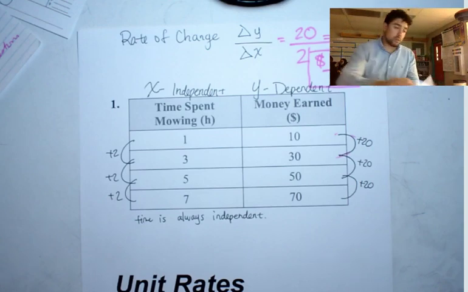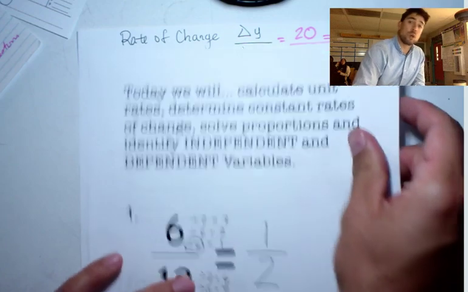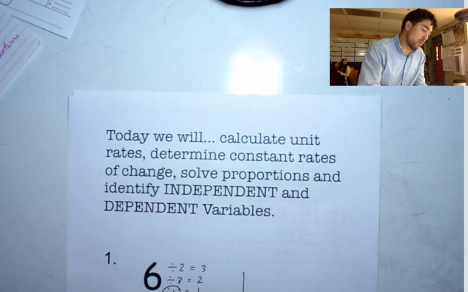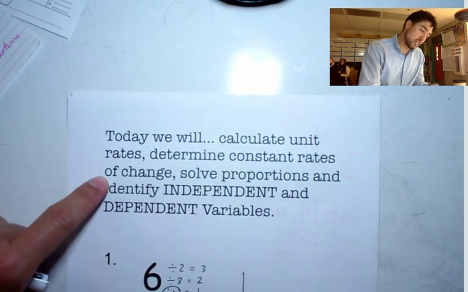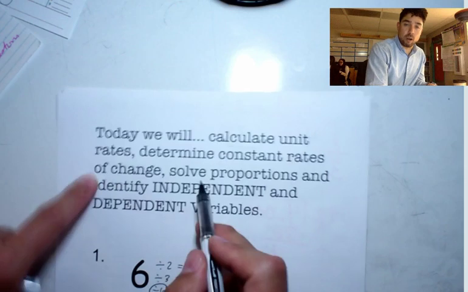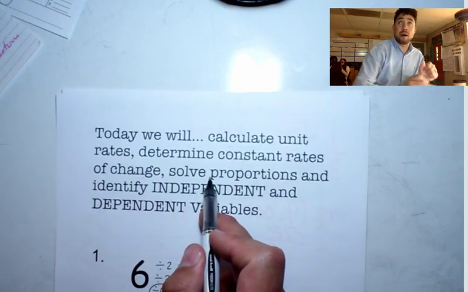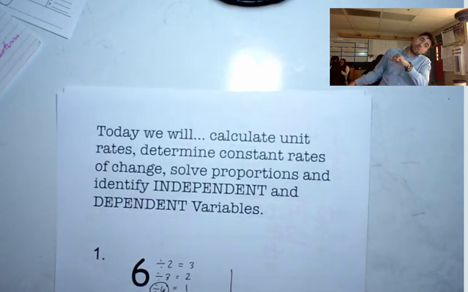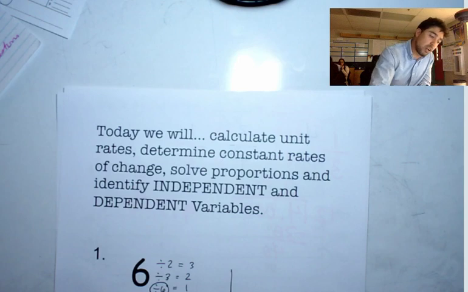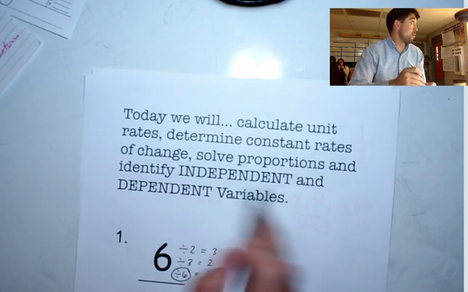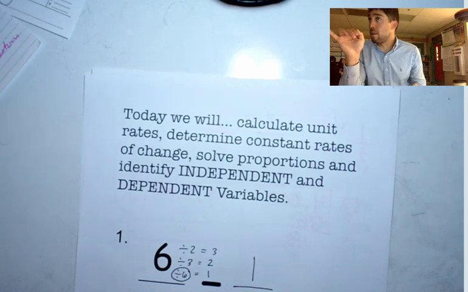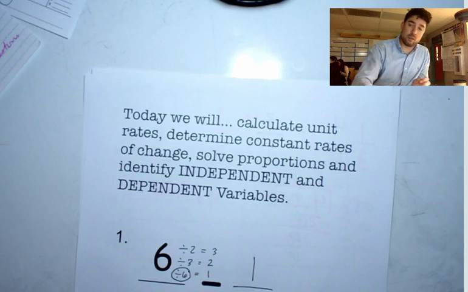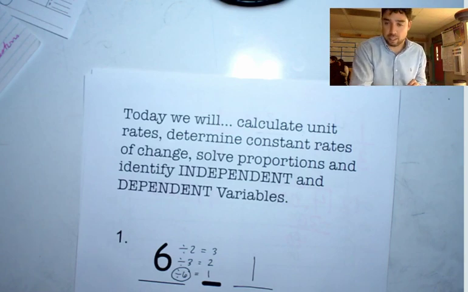So we said today that we were going to calculate unit rates. We calculated unit rates. We determined constant rates of change, the change in Y over the change in X. We solved proportions by cross multiplying. We also talked about simplifying ratios in order to determine if they're equivalent, and we also converted them into decimals. And then we talked about independent variables. We said if you break up with somebody, they become your ex, and your X is always independent. Well, at least most of the time. Sometimes they're really needy and they still depend on you.